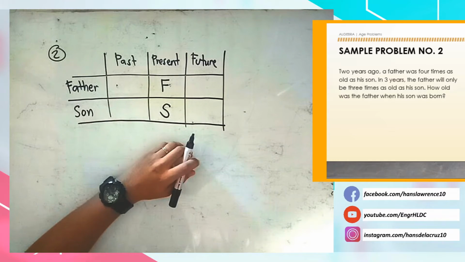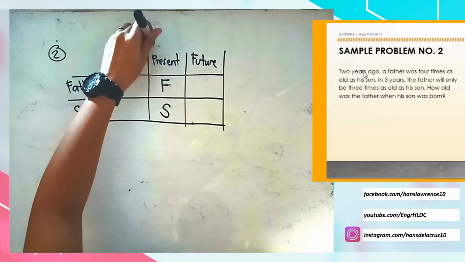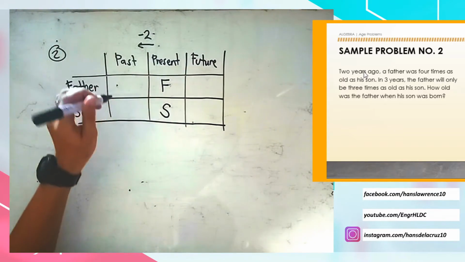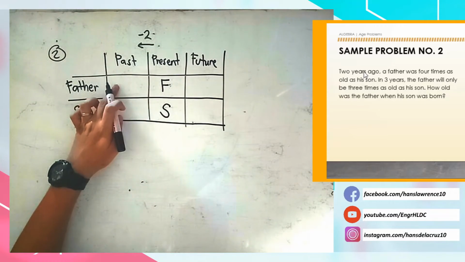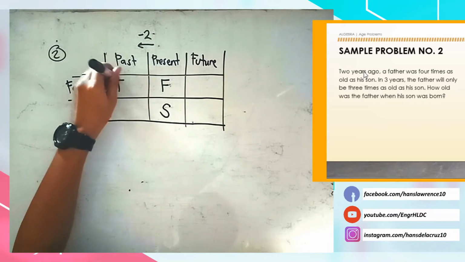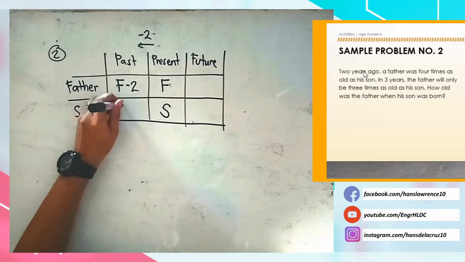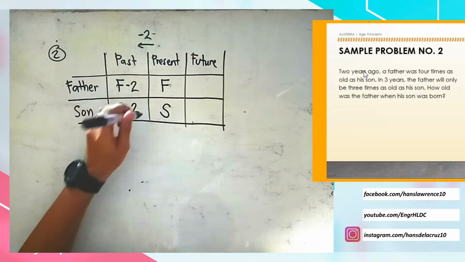So ayan, so may sinabi dyan class, 2 years ago. So ibig sabihin, from the present, babalik tayo ng 2 years. So that is minus 2. Okay, so therefore, yung age ni father 2 years ago is what? Eh di simply F minus 2. And then yung age ni son is S minus 2. Okay?